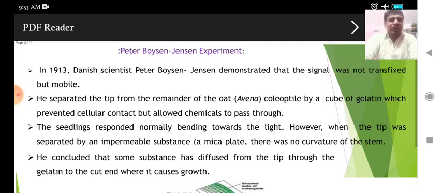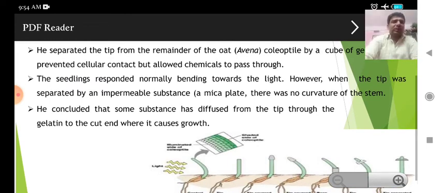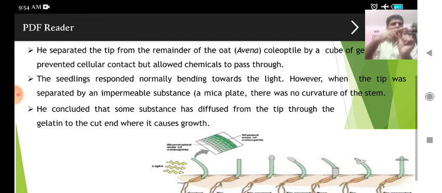Now in the case of Peter Boysen-Jensen, they had taken another plant, that is oat, Avena sativa coleoptile, and separated the tip by a cube of gelatin which prevented cellular contact but allowed chemicals to pass through. See in the diagram, you can see the gelatinous substance, it has been put into the coleoptile.